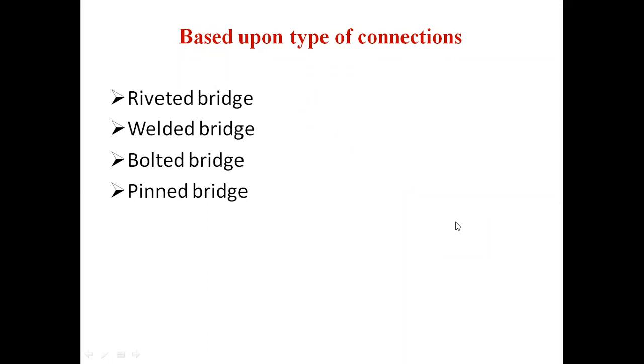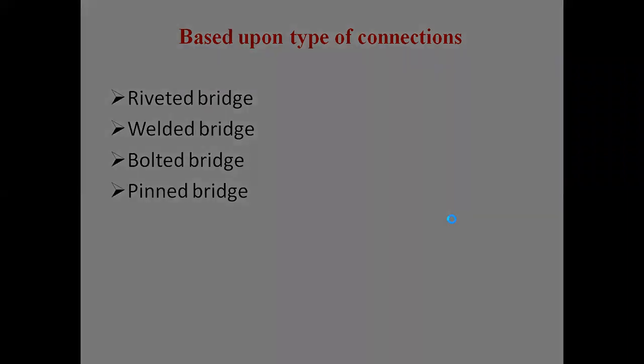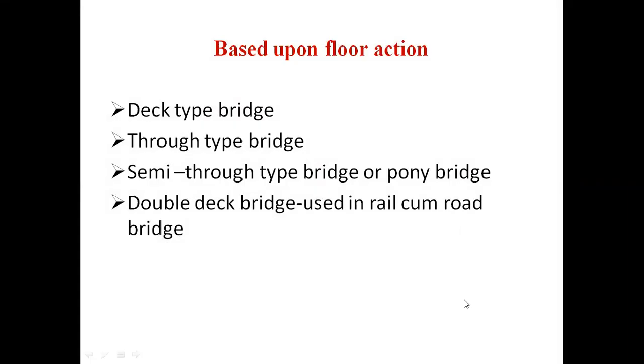So whenever steel bridges are connected, the steel connections take place in four different ways. These are based on the connections. And next one, based upon floor action. What do you mean by floor action? Floor action means how that bridge is behaving under the vehicular loading.